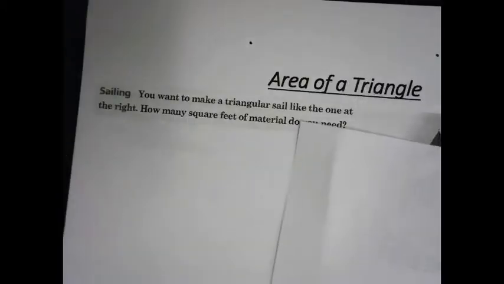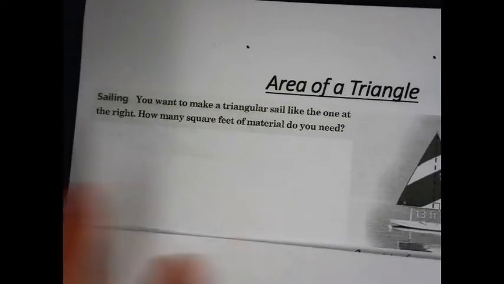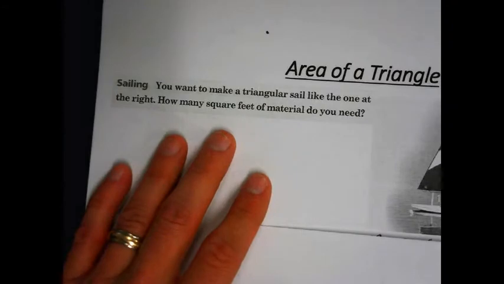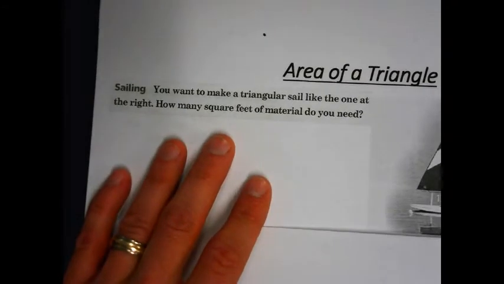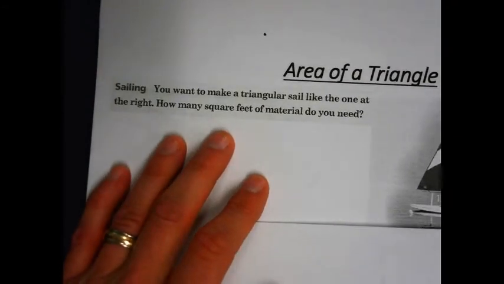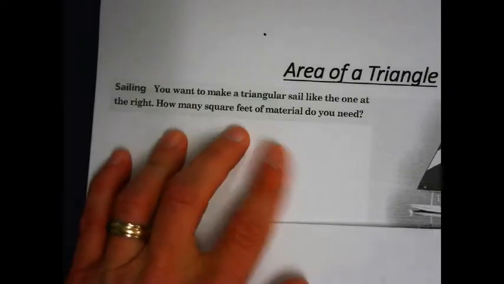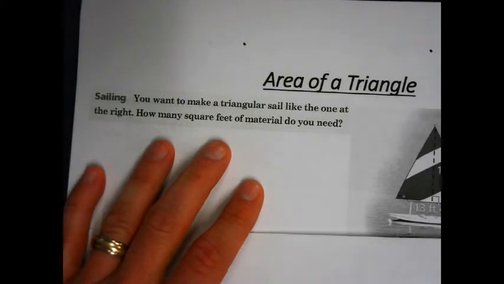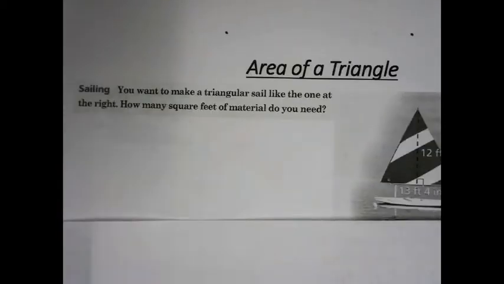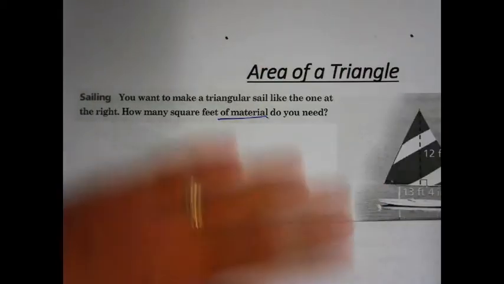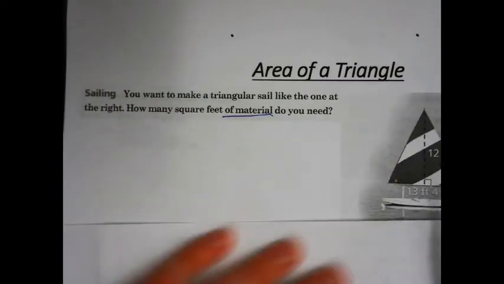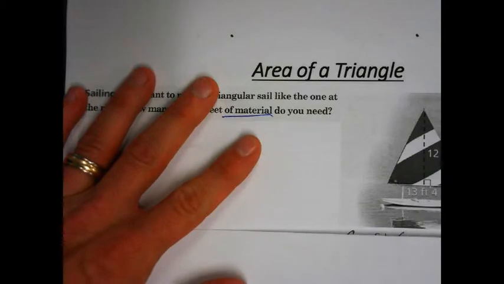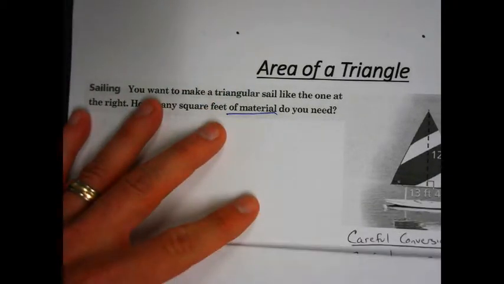All right, let's do some work. So we have to be careful with area, and we get to talk about dimensions in this example. Let's say we want to make a triangular sail like the one on the right. How many square feet of material do you need? Notice square feet of material. That's a surfacey question, and so we're going to talk about area. Now we have to be careful with some stuff.